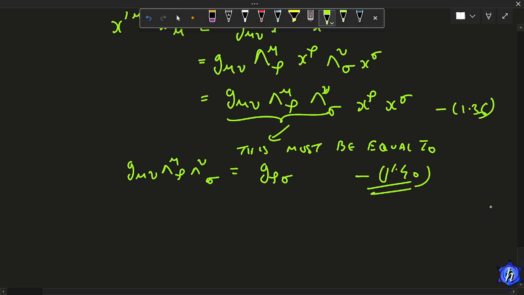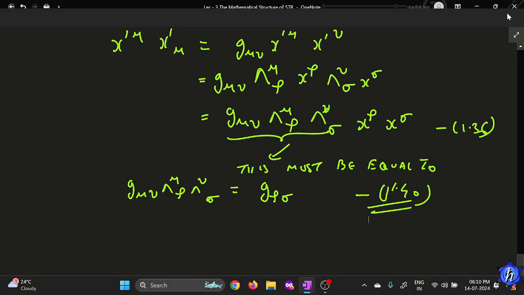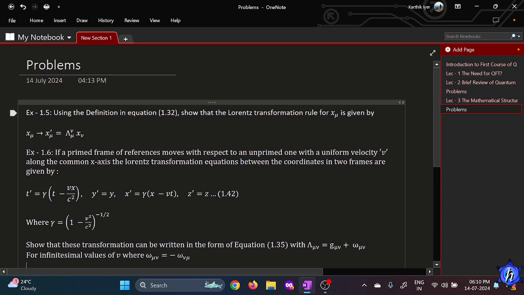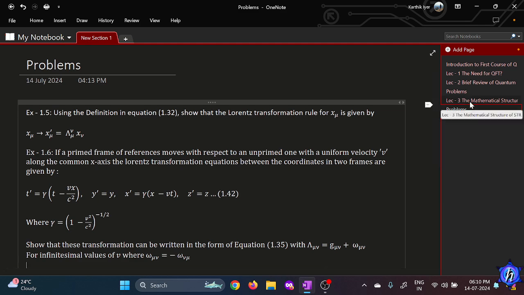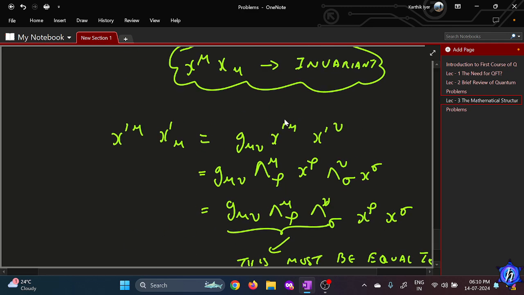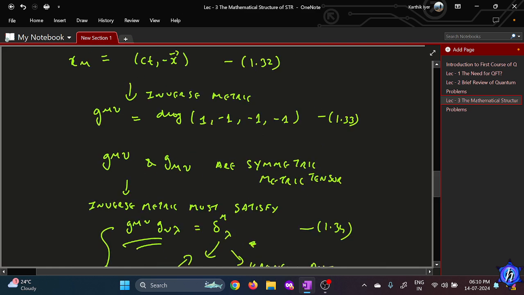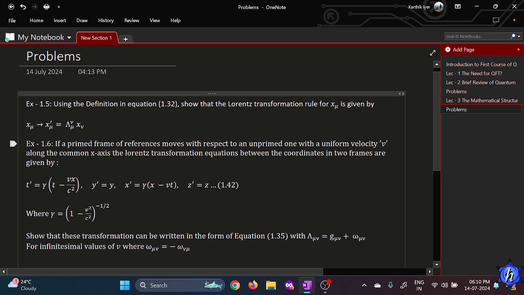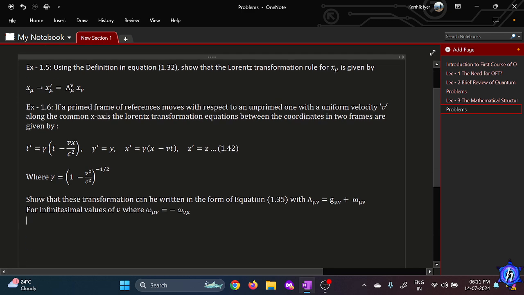So now, to get a better understanding of this, we can do two problems which I already have written down here. The first problem is exercise 1.5: using the definition of equation 1.32, show that the Lorentz transformation rule for x mu is given by this. We know it's easy. It's not that difficult.